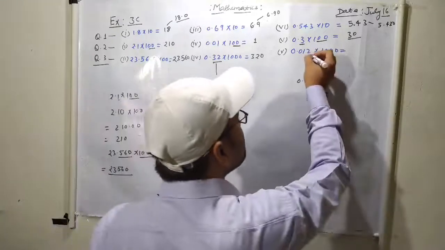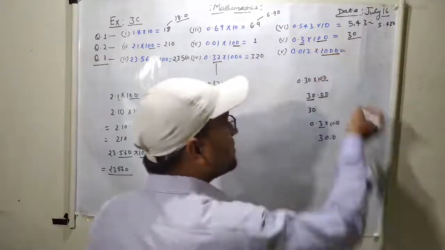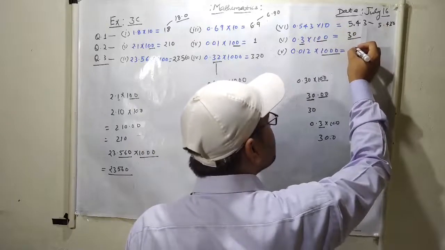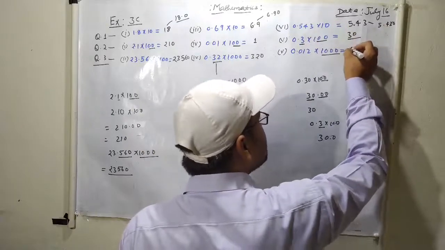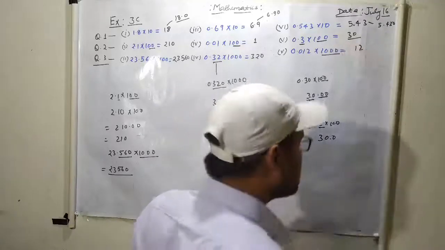Here is 0.012 multiplied by 1000. Your decimal point shifted 3 points to the right side. So your answer is 012. If you write this 012, the 0 has no meaning. So your answer is 12.